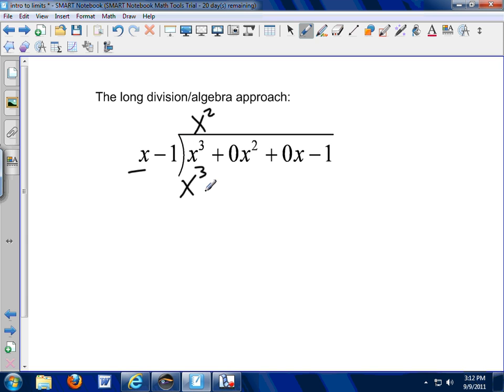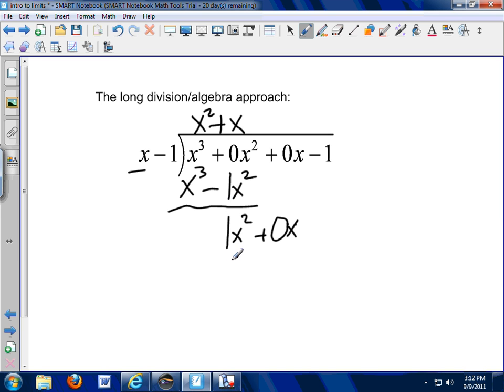x squared times negative 1 is negative x squared. Subtract, boom, those are gone. 0 minus negative 1 is 1x squared. Bring down the next term, 0x. Need that as a placeholder. Go back to here. 1x squared divided by x is x. So I'm going to put plus x.